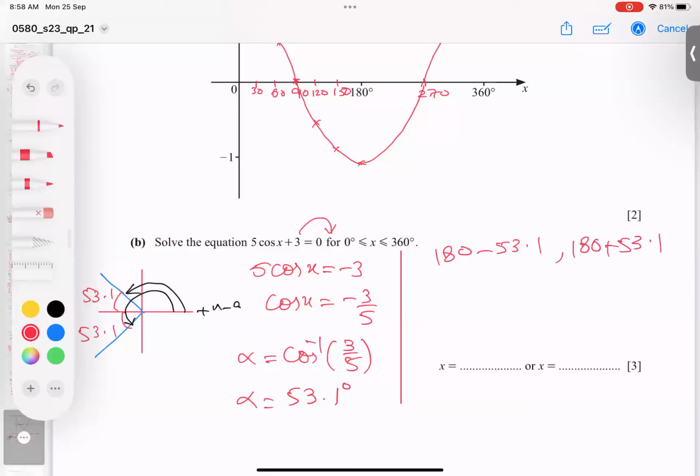Some students try to mug up these things. Don't try to mug up, please. You have to find it by this technique. 180 plus 53.1, I get 233.1. And sorry, I wrote this the opposite, I should write it here. Okay, and now what is the other answer? So 180 minus 53.1, and I get 126.9 degrees, and always put a circle on it. These are the two answers I'm looking for.